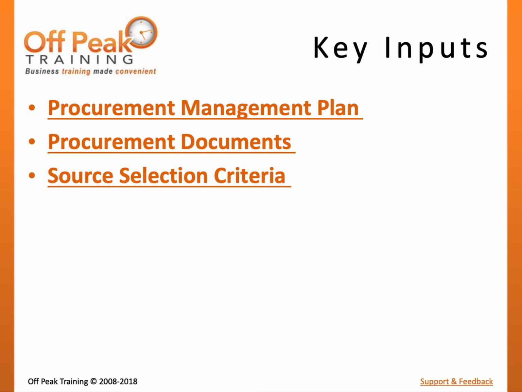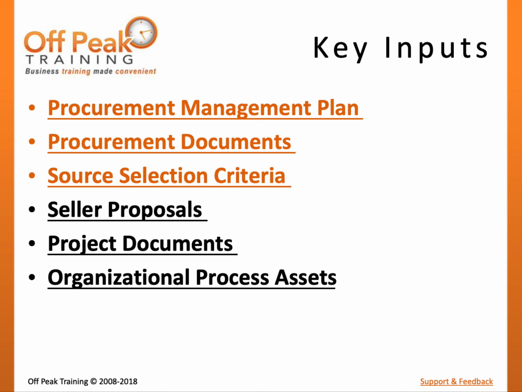Once potential sellers have been identified and provided information regarding the project needs, the project team should receive proposals or bids from the potential sellers. These will be collected and evaluated as part of this process. Finally, other project documents and organizational process assets may be utilized. For example, the risk register and stakeholder register may be referenced. Organizational process assets may include past performance information about sellers the organization has worked with in the past.